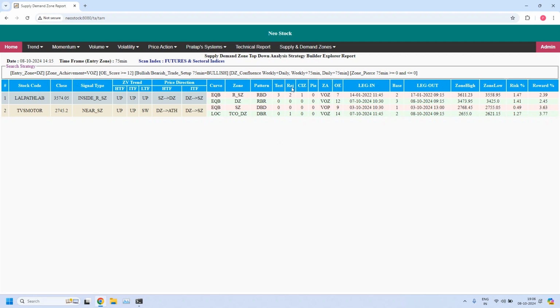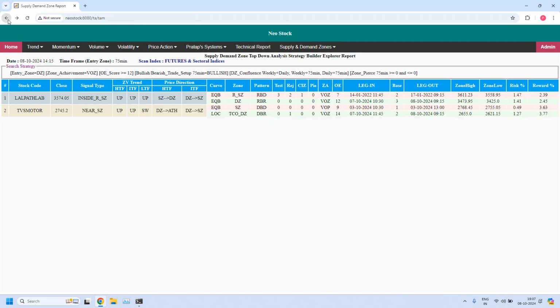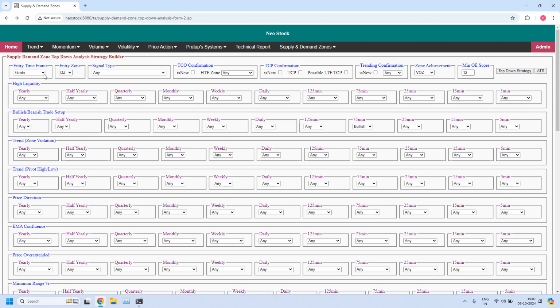Okay, next let us look for a bearish trade setup for a weekly income trade. Entry time frame is 75 minutes. Entry zone is the supply zone. In the bullish or bearish trade setup at 75 minutes time frame, I am selecting bearish.